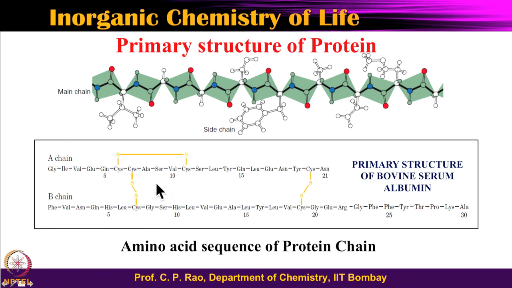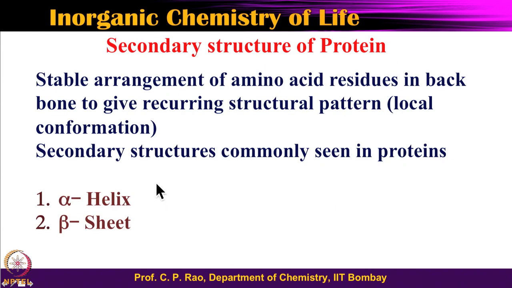This is a primary structure, and now once the primary structure is formed, you can have the secondary structure of the protein. So, what is the secondary structure? This will bring a stable arrangement of the amino acid residues in the backbone to give some kind of structural pattern, okay, and that will bring about the local conformation too. The secondary structures which are commonly seen in proteins are two major ones. One is the alpha helix, the other is the beta sheet.